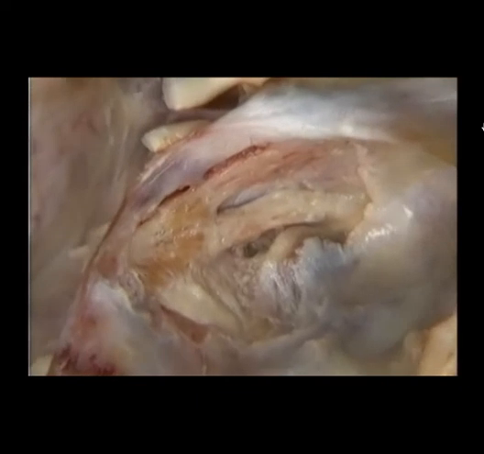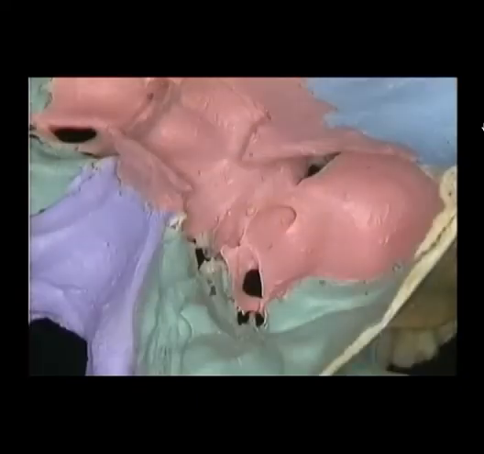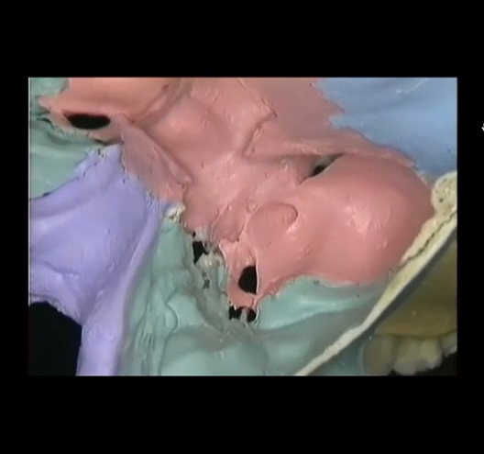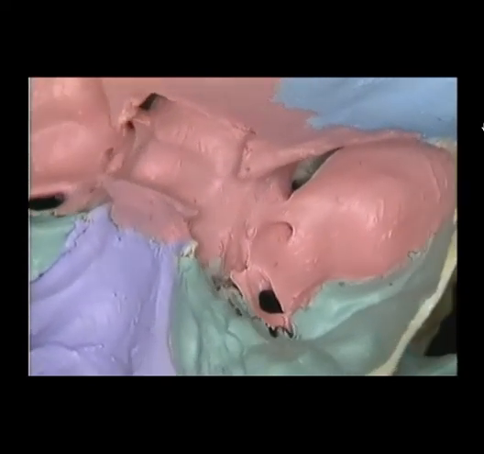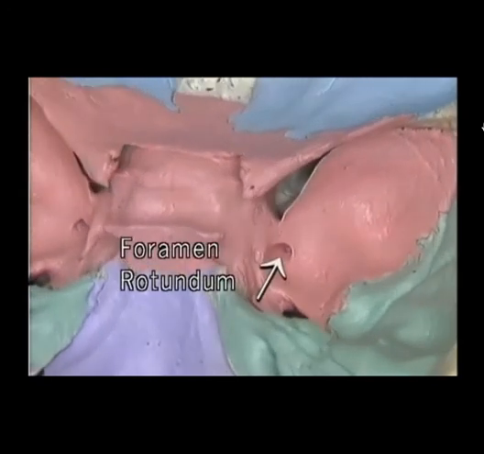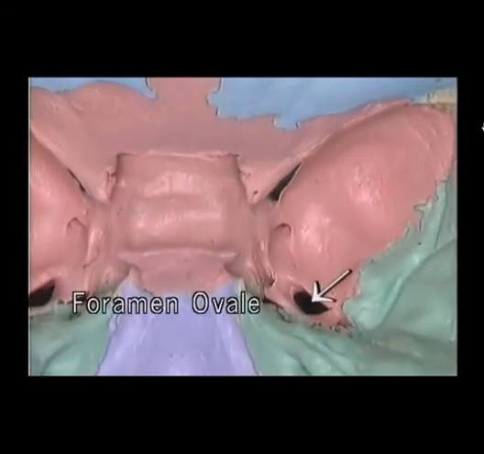In relation to the dry bone, the trigeminal ganglion is located here. The openings for the three branches are the superior orbital fissure for the ophthalmic, the foramen rotundum for the maxillary, and the foramen ovale for the mandibular.